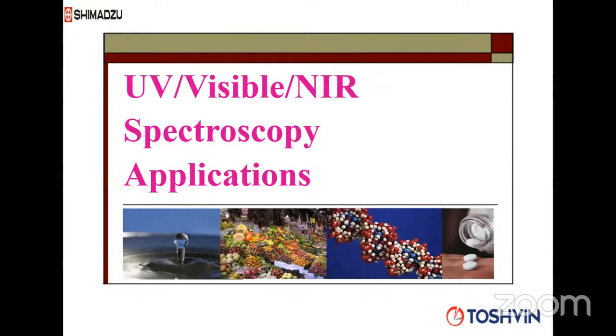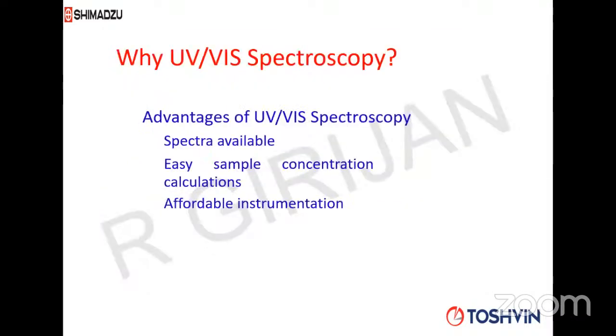And some of the UV visible NIR spectroscopy applications: why UV has become so popular nowadays. For every sample, you can get a spectrum. Very easy sample concentration calculations, very user-friendly software. Calculations are very simple and affordable instrumentation. The cost of the equipment is also not prohibitive. So even education institutions, colleges, can all afford to buy a UV.